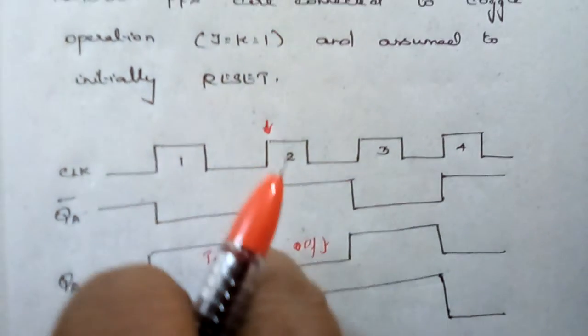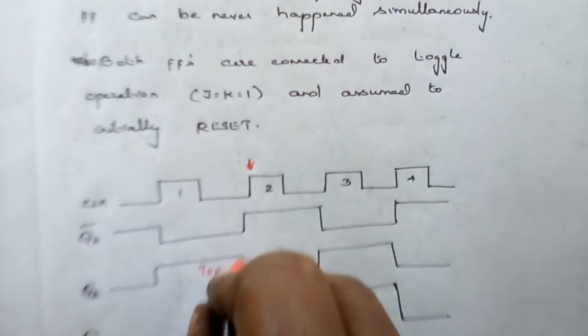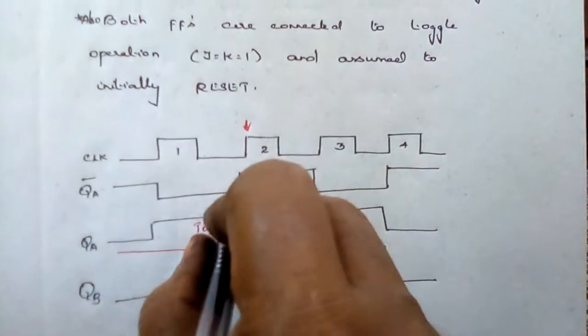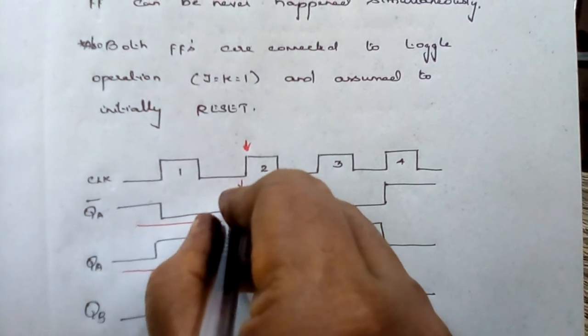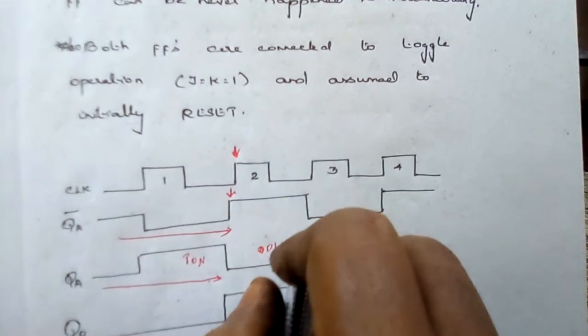For the positive edge, there will be a triggering. For the positive edge, for this complete cycle, QA bar output is this, and at this stage, the flip-flop B starts to trigger and it starts to count.